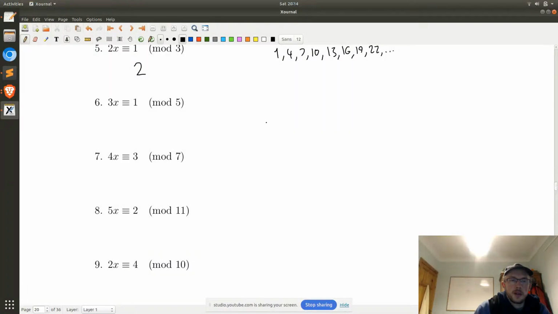And now I will try this. So 1, 6, 11, 16, 21, 26, and so on. And which is the smallest one that is a multiple of 3? And the answer is 6. And so would the answer be 2 again?